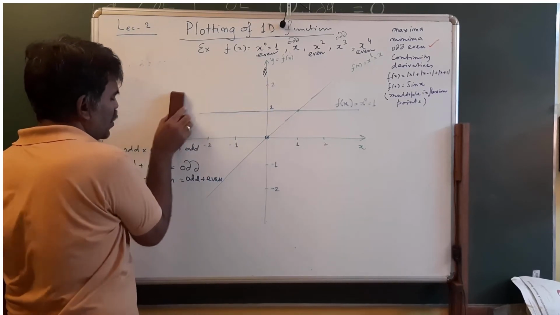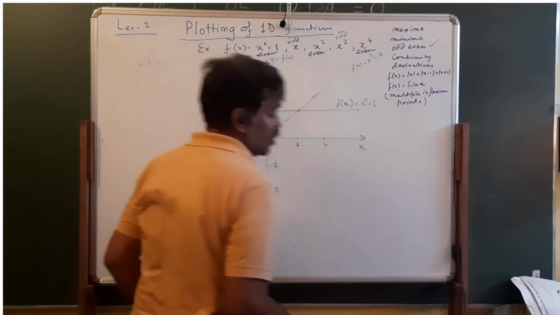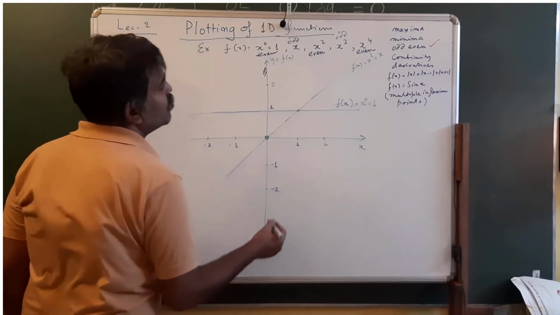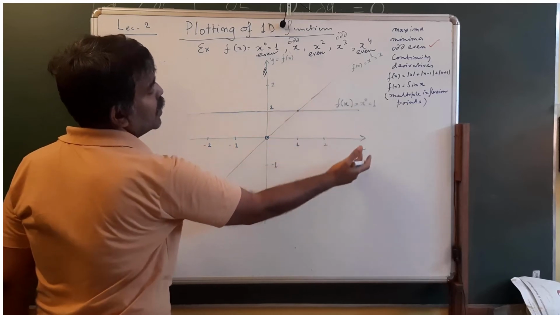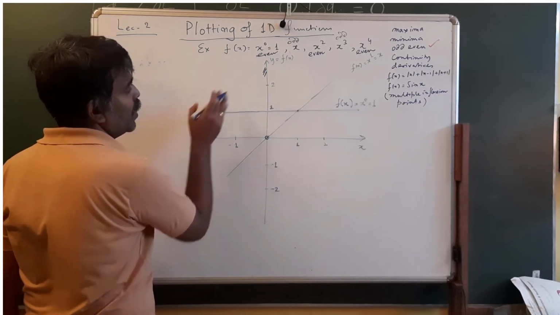Let me go to the next graph, x squared. X squared is what? X squared is even. Fine. X squared is even. That means whatever you have on this side will be reflected exactly here by the y-axis.